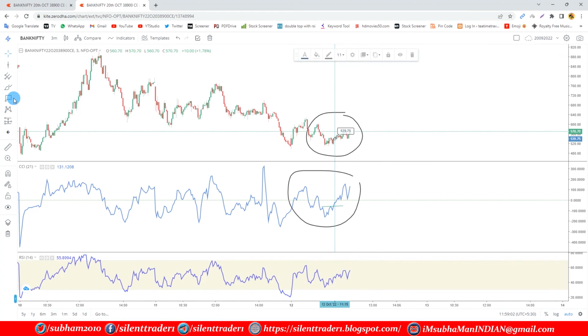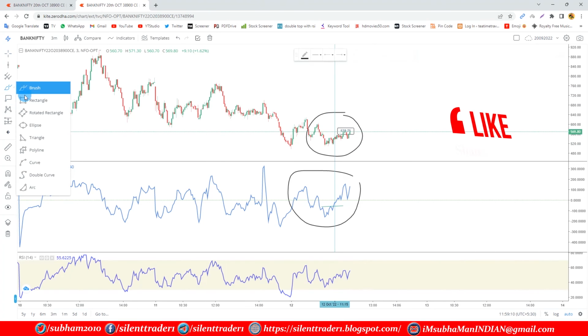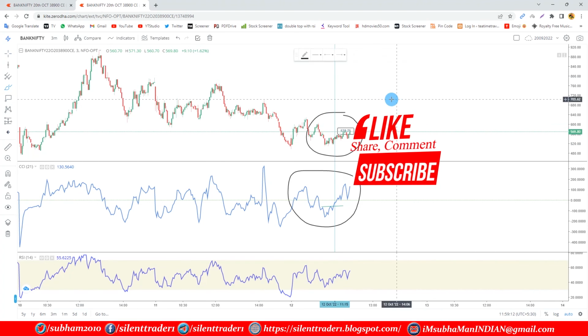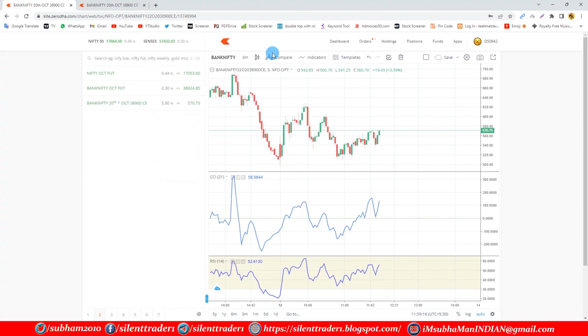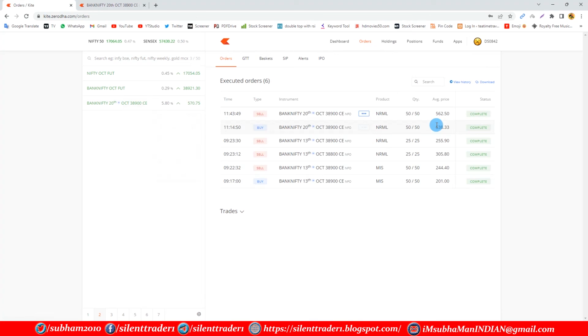Now check the real trade details. We bought at 539 area and sometime later we exited the same trade at 562 area. Few minutes later after my exit area it hit the 600 area also. This is called simple option trading tricks with head and shoulders pattern.